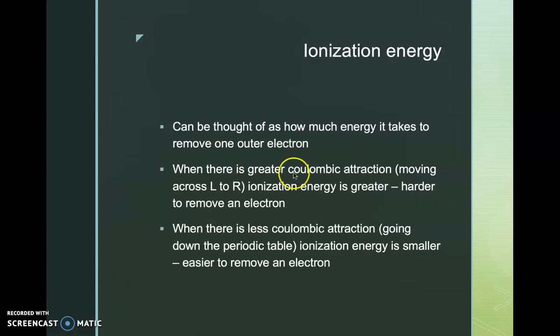So when there's greater Coulombic attraction, such as when we move from left to right across the periodic table, the ionization energy is greater because it's harder to remove that electron. Those elements really are hanging on to their electrons tightly. When there's less Coulombic attraction going down the periodic table, the ionization energy is smaller. It's easier to remove an electron. Remember, we saw as we move down the periodic table, there is less and less Coulombic attraction.